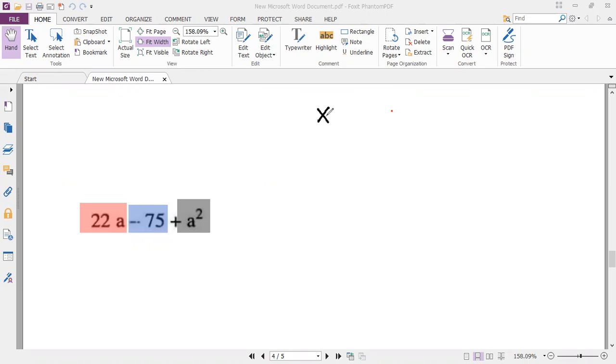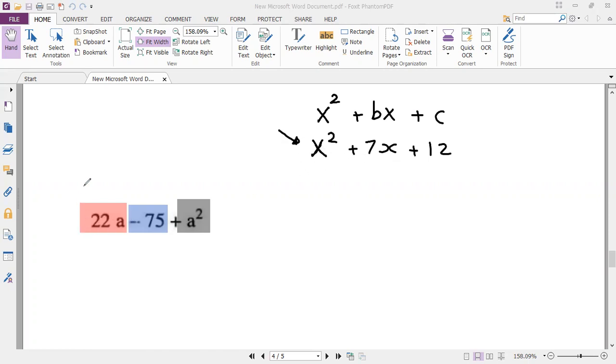The expression must be written in this form: x squared plus bx plus c, like x raised to the power of 2 plus 7x plus 12. This is the order of the expression in which we can factorize it.